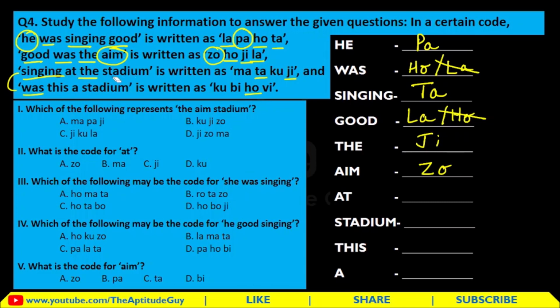Singing at the stadium. Was this a stadium? Stadium is common over here. And ma and ku. Which one is there? Ku is there. So stadium is definitely ku. And then we have at here which is remaining. Ma here which is remaining. So at is definitely ma. And then we have this and a, B and V. So we have B, V or V, B.